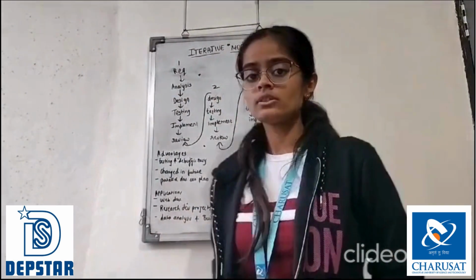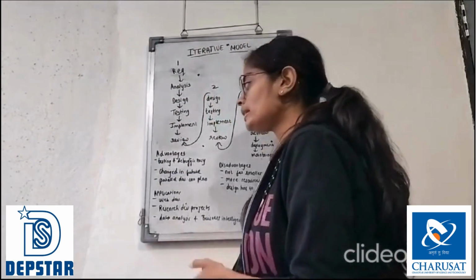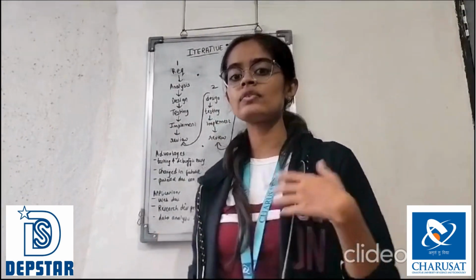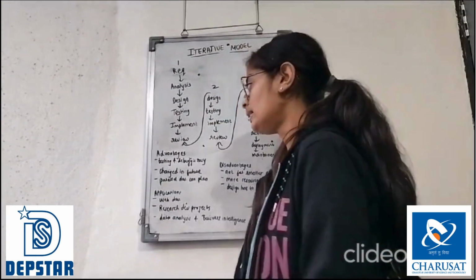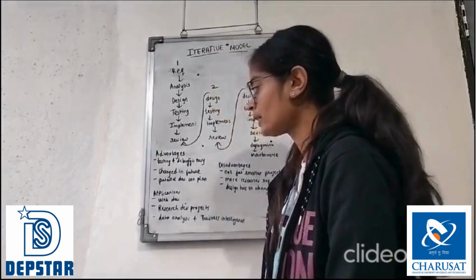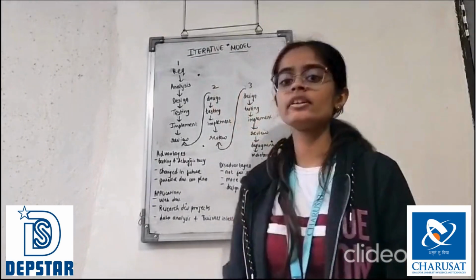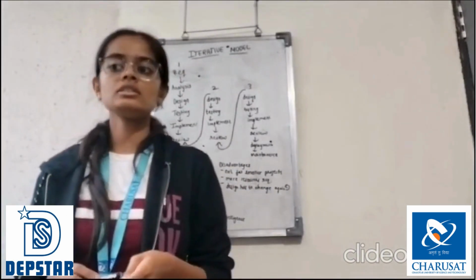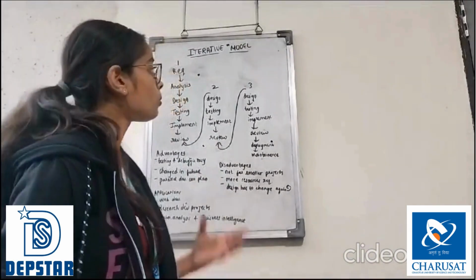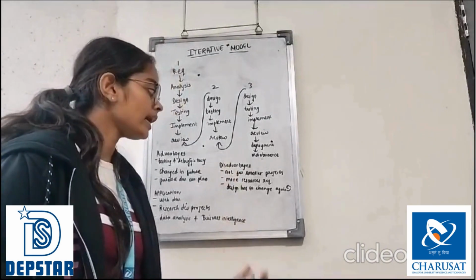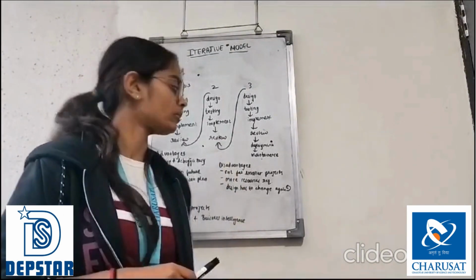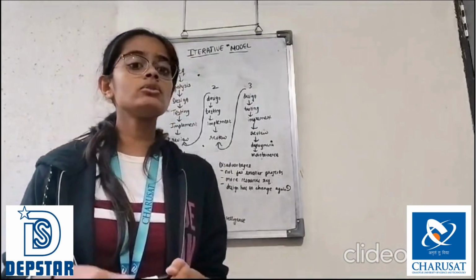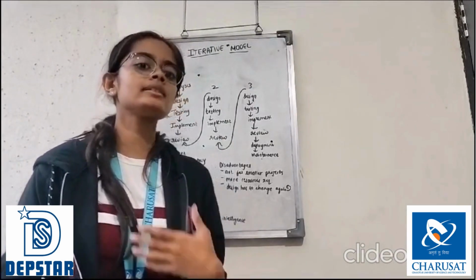Now let us discuss some of the advantages. Testing and debugging are easy as we are updating our previous version of the software. Then the programs and software can be changed and updated in the future. Then we can plan parallel development. Now let's discuss disadvantages. Its major disadvantage is that this model is not for smaller projects and we need more resources for this model. Another is that we have to change the design again and again, which is a major disadvantage.